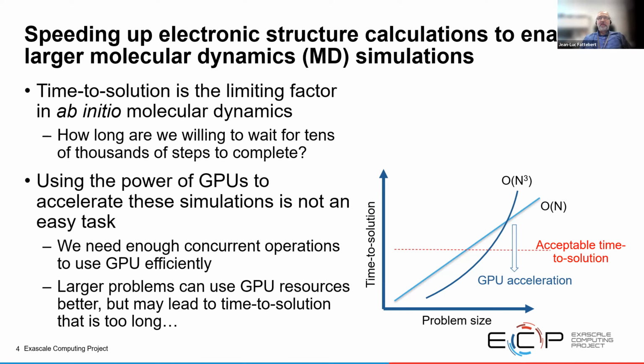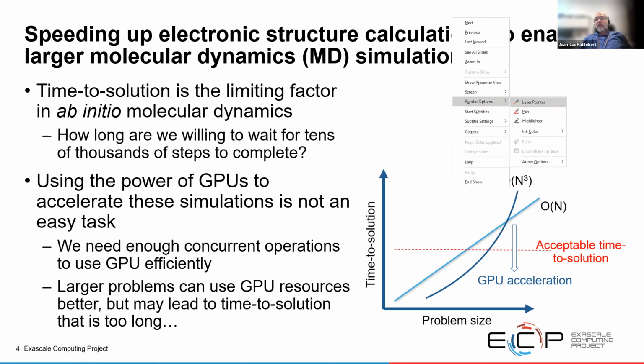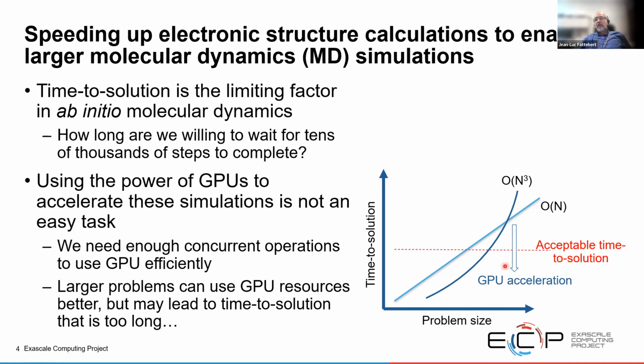And so what we're really trying to do, let me grab a pointer, is really lower the time to solution for problems larger than what we can do now. And what I'm showing here also is the complexity of typical solvers.